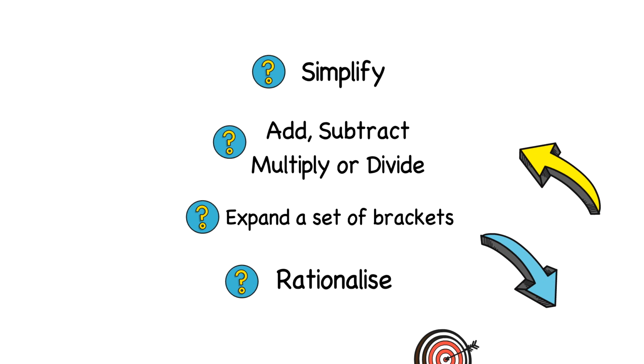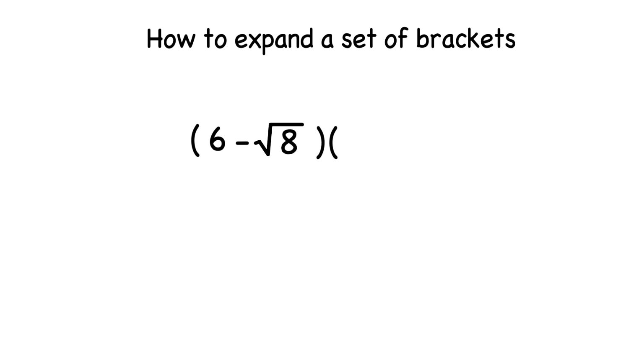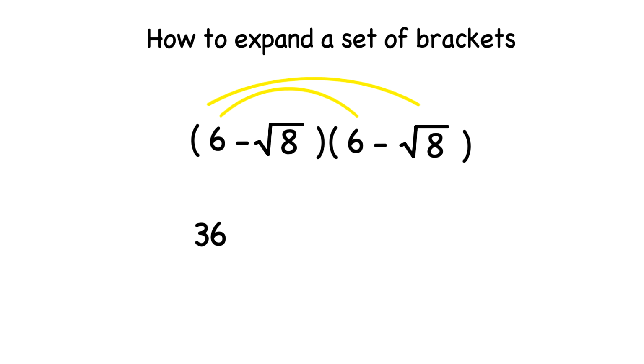Let's have a look at the third type of question you could be asked, and that is how to expand a set of brackets. So just like with algebra, we need to times the first part of the first bracket by everything in the second bracket, and then the second part of the first bracket by everything in the second bracket. So we would do 6 times 6, which is 36, and then 6 times a minus root 8, which is minus 6 root 8.